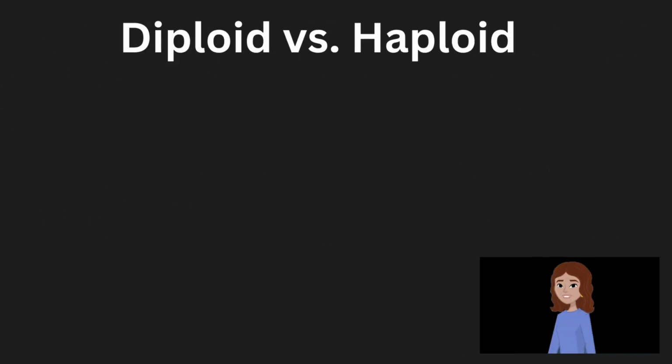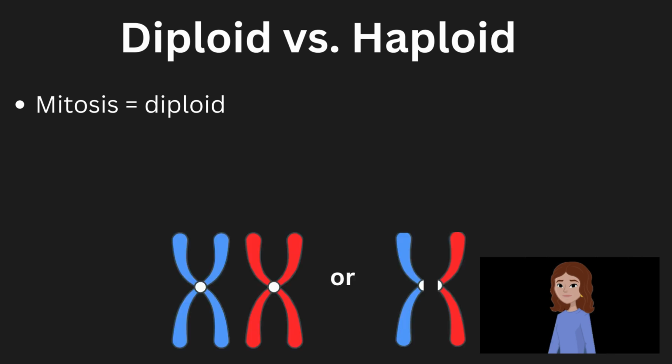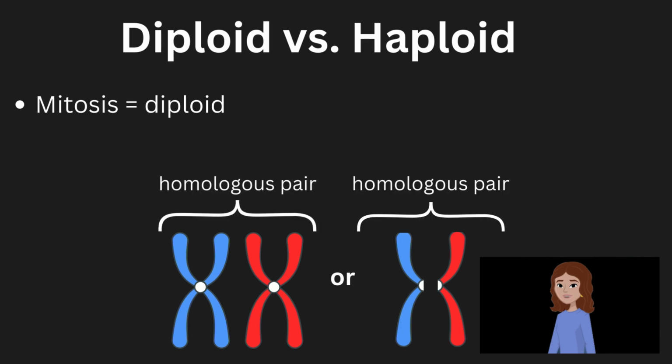The last terminology we have to go over is diploid versus haploid. First thing you have to know is mitosis begins and ends with diploid cells. The term diploid is used when you have 2 complete sets of chromosomes, which we just learned are called homologous pairs. The diploid number is represented as 2n.